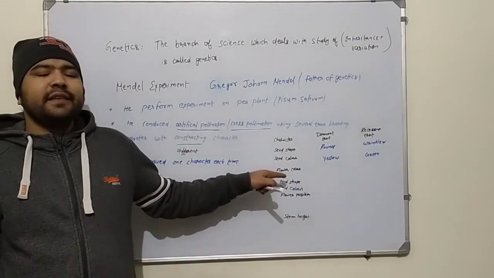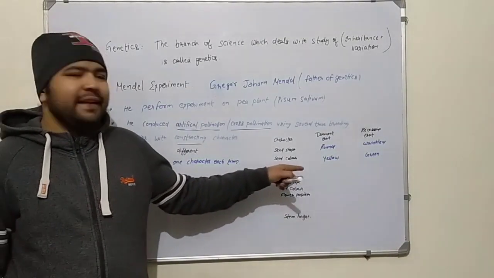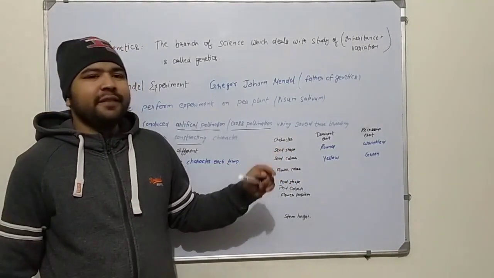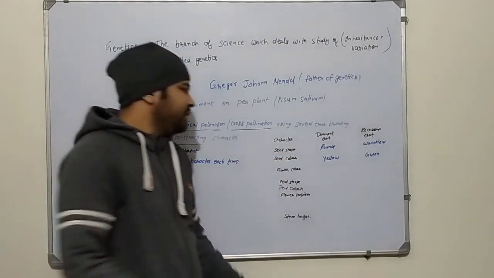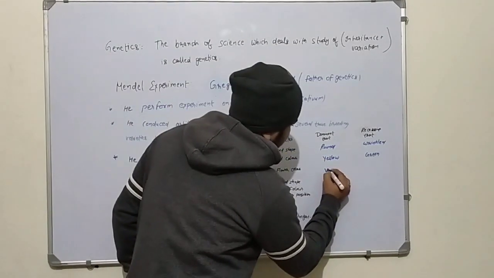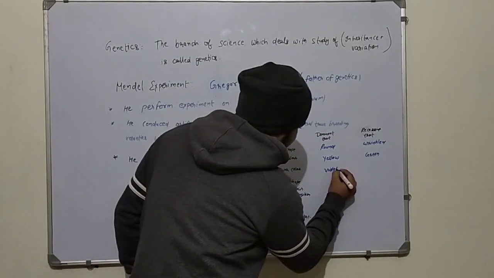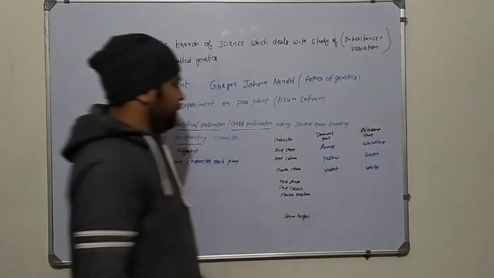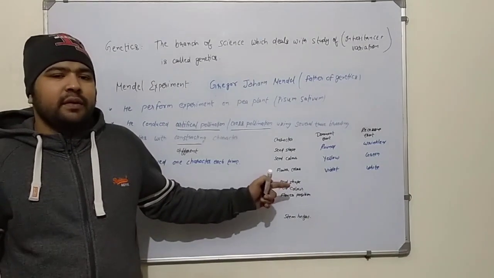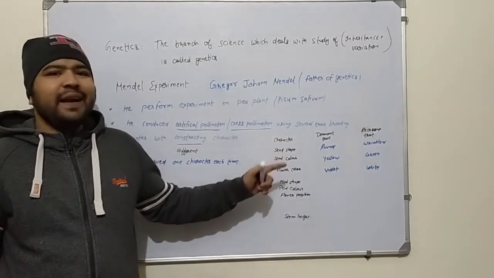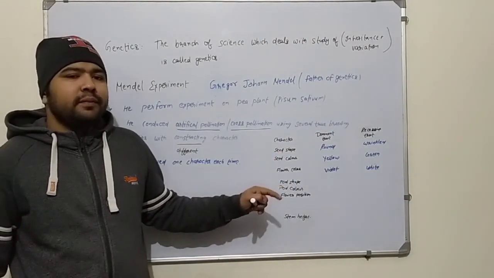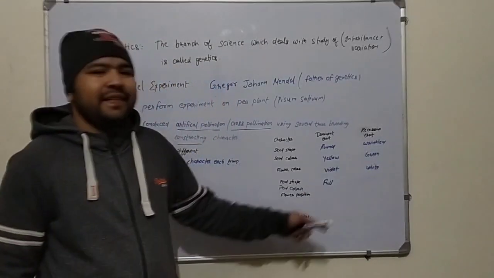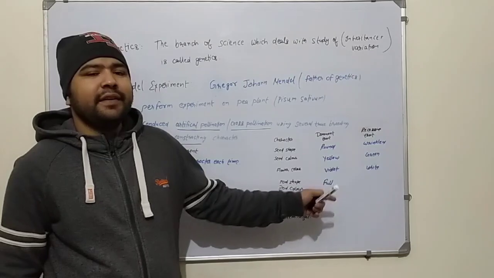Another trait is flower color, that is violet. Violet is a dominant trait and the recessive trait is white in color. Pod shape. The dominant trait is full. Pod means the outer covering of the pea. The recessive trait is contracted.